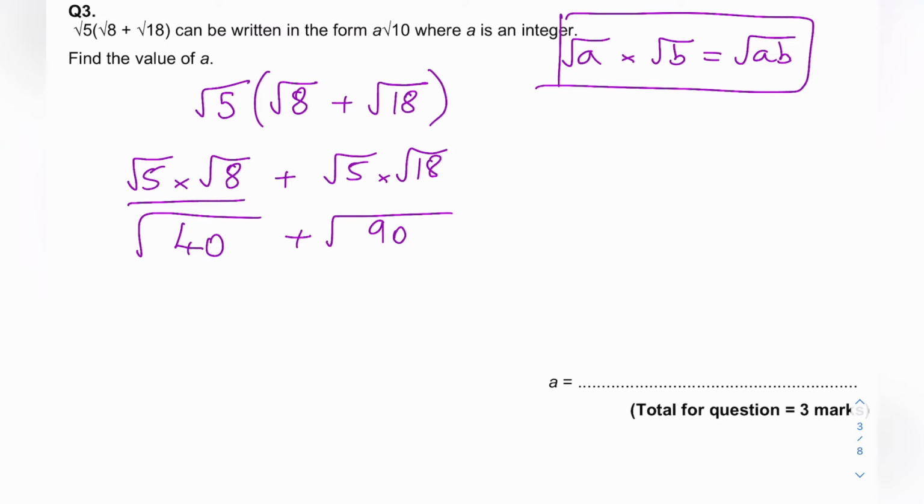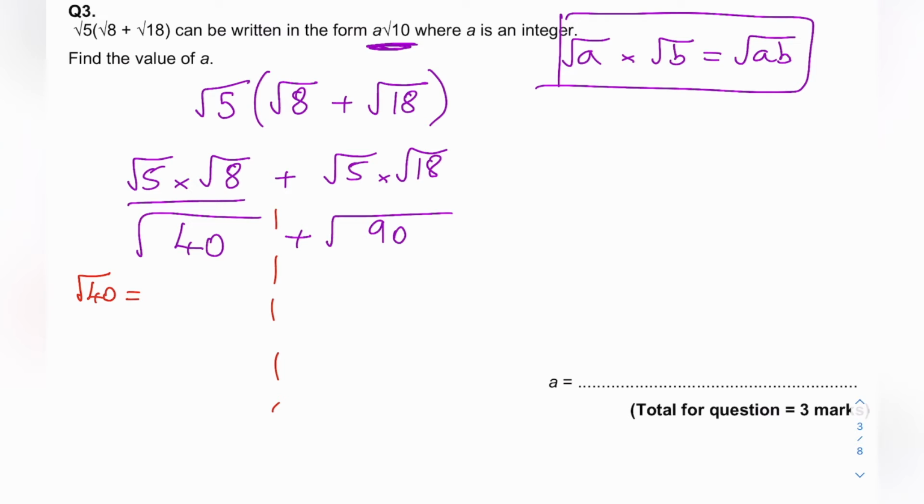You will notice that it wants it written in the form a root 10. At the moment it's not in that form. We can't just add together the 40 and the 90. So what we need to do is simplify each part. So we're going to have a look at the left hand side, and we're going to simplify root 40 first of all.